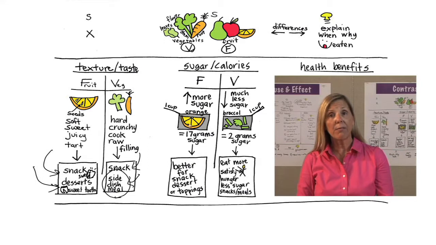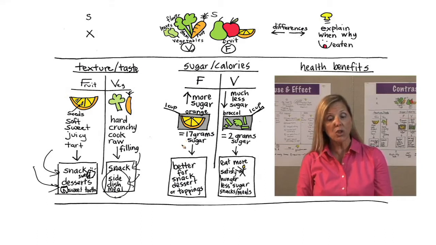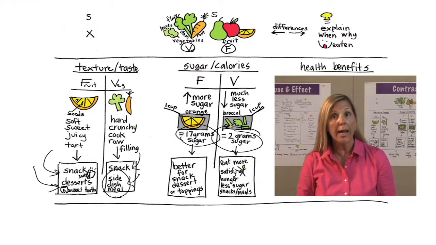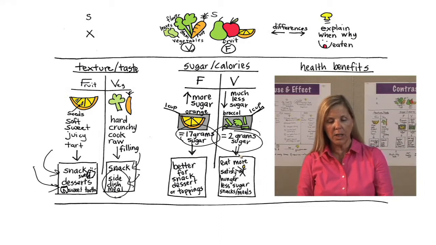When we looked at fruit, fruit has more sugar. For example, when you take a cup of oranges, it equals 17 grams of sugar. But vegetables have less sugar. For example, 1 cup of broccoli is only 2 grams of sugar. Wow, look at the differences in that. That's going to help me determine when and why I choose one over the other. So let's look at the effects down below.